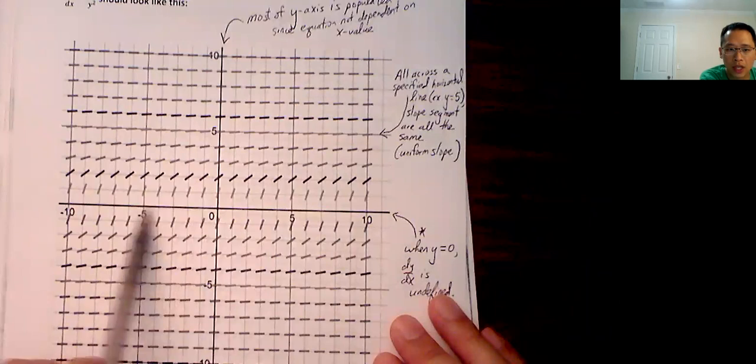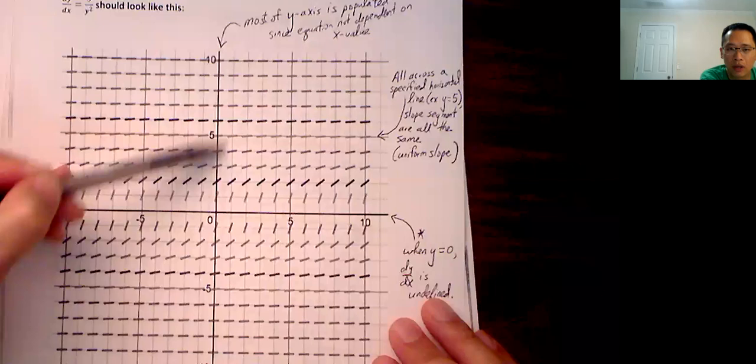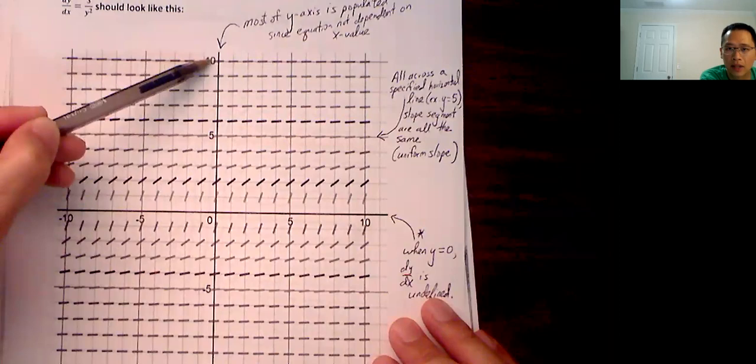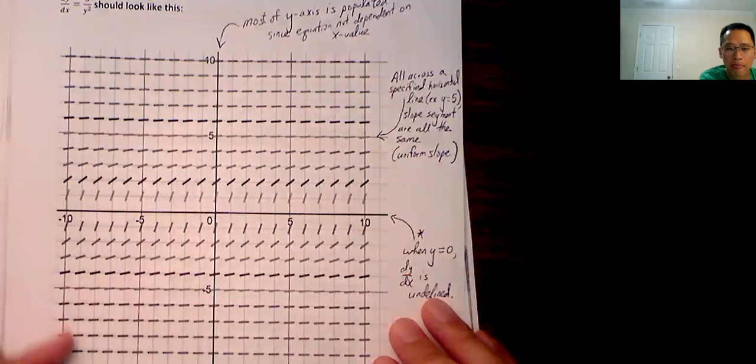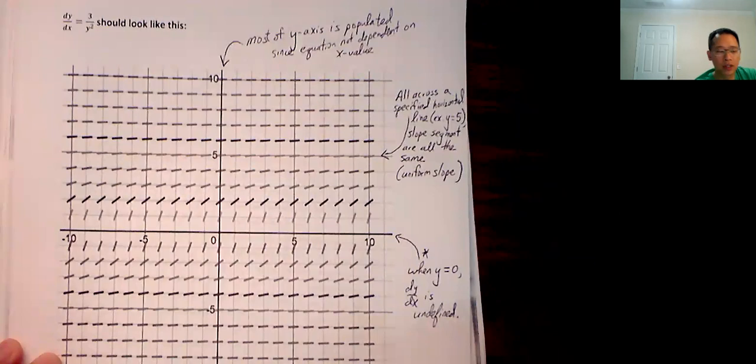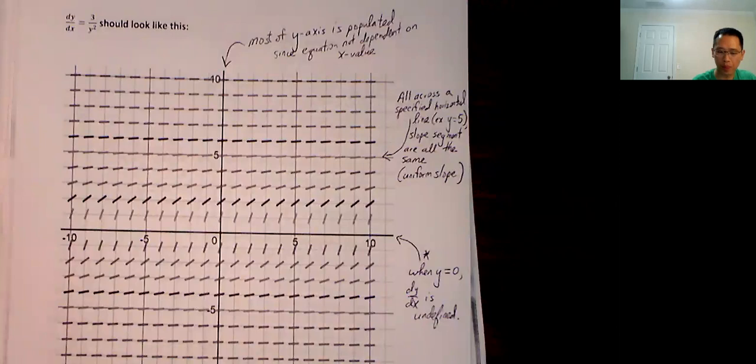And then these shouldn't be blank, right? All these, x equals zero has no bearing. I should be getting the same slopes all the way across. So I just wanted to review a little bit with reading a slope field. So yeah, that's basically what I wanted to go through with you.